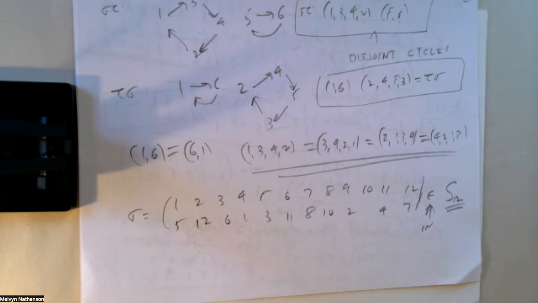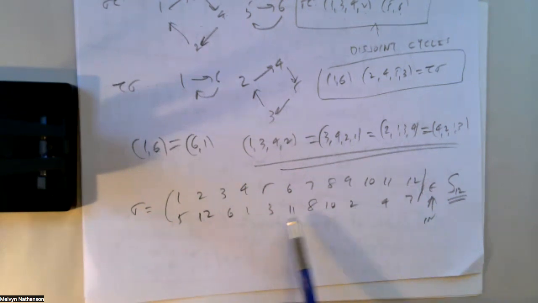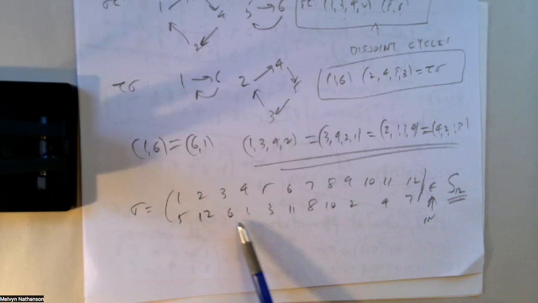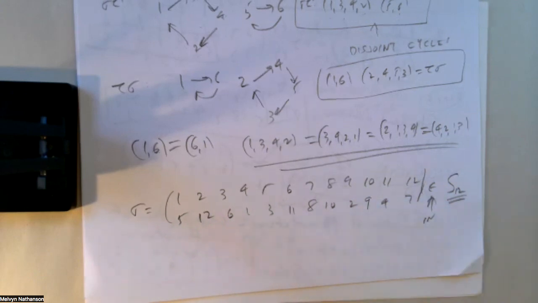Write it as a product of disjoint cycles. Oops, I might be missing something. 1, 2, 3, 4, 5, 6, 7, 8. I need a 9. 9, 10, 11, 12. Good. Now I have a permutation. So write this as a product of disjoint cycles. And I'll pause for a moment while you do that.